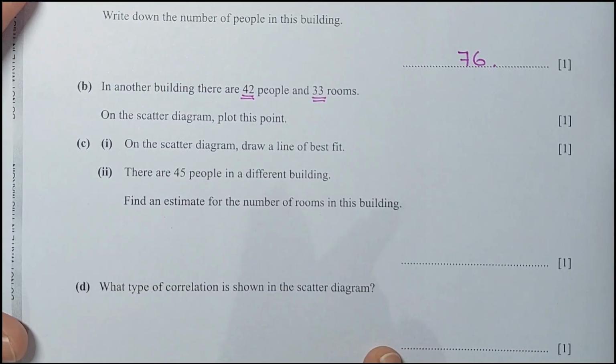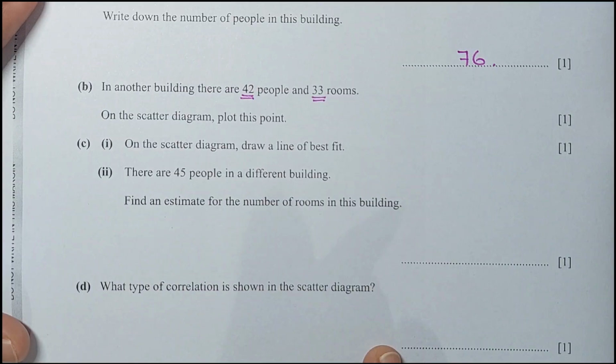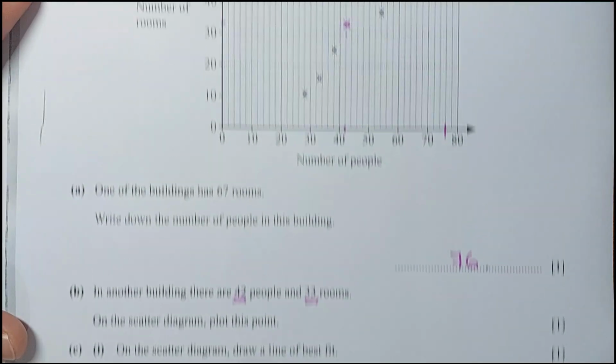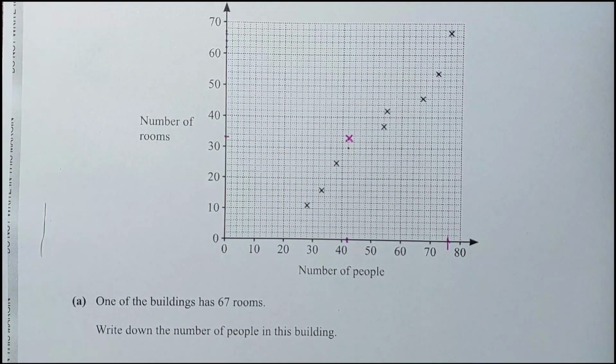Now for part C, number 1, on the scatter diagram, draw the line of best fit. Okay, let me rule a line of best fit.